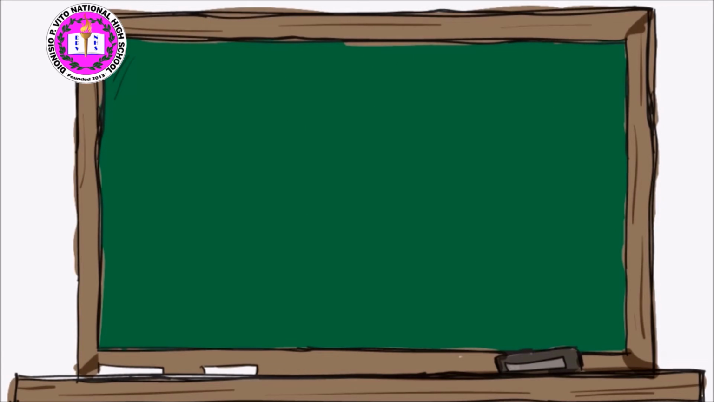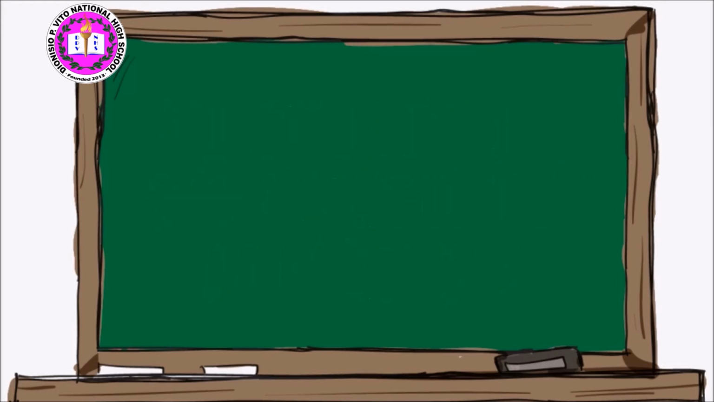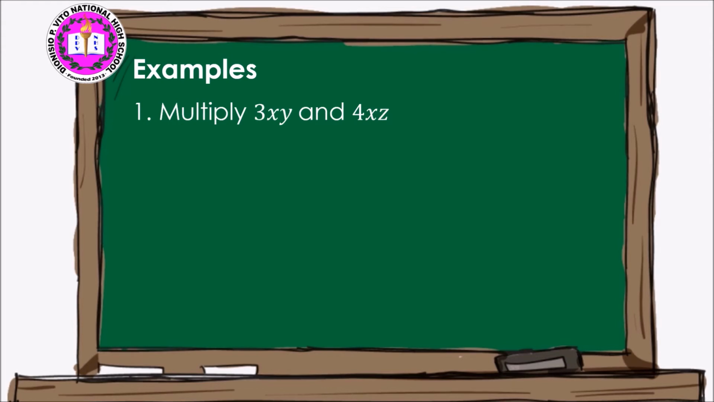We can apply the laws of exponents in multiplying or dividing polynomials. So now, let's have the multiplication and division of polynomials. For example, multiply 3xy and 4xz.